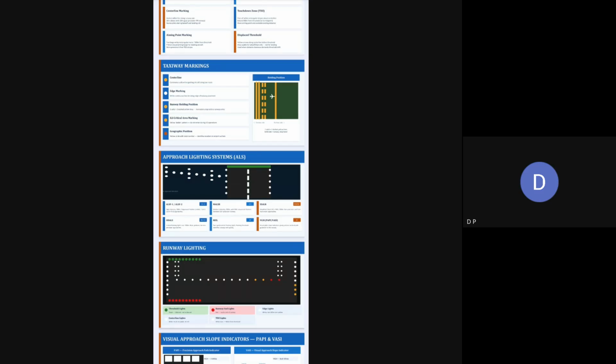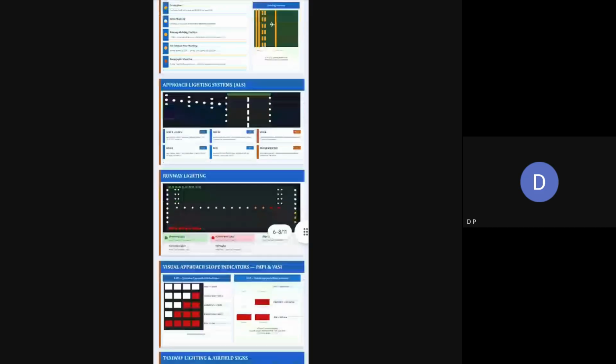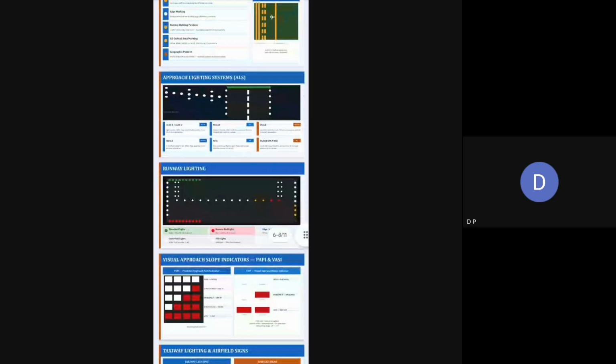Third is the approach lighting system. ALS guides pilots from instruments to visual contact during final approach, extending 900 meters from the threshold. This system includes ALSF-1 and 2, which is high intensity, used for CAT I to CAT III ILS.